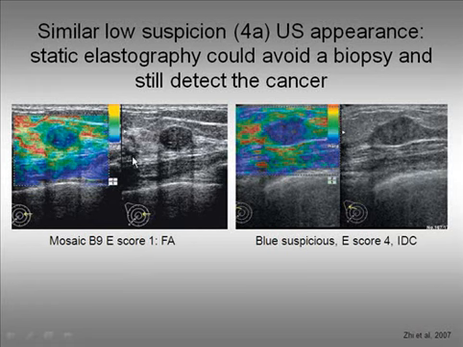Here's static elastography for low suspicion masses. These are not BI-RADS 3, but they would be BI-RADS 4A. The one on the left, which is green, elasticity score 1, is a fibroadenoma. And the one on the right, which has an elasticity score of 4, it's all blue, was actually an invasive ductal carcinoma.